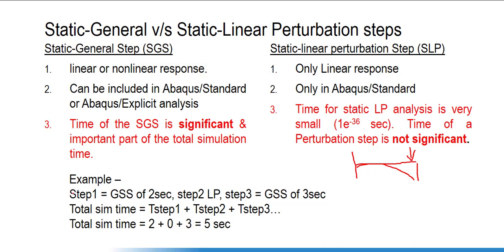See, assume that we have three steps to perform the complete simulation of the component or assembly. The first step is a general static step with time 2 seconds. The second step is linear perturbation, and the third step is a general static step of 3 seconds. For the linear perturbation scheme, I did not consider any time, like I considered time for the general static step, here 2 seconds and here 3 seconds, because we don't have time for the linear perturbation scheme. So the total simulation time will be the analysis time of step 1 plus step 2 plus step 3. The total time will be the first step time, the second step time, that is linear perturbation, that is 0, and for the third step, 3 seconds. So the total step time for the simulation is 5 seconds. Hope now you get a clear idea that linear perturbation scheme is an instantaneous procedure. Here we are not going to consider step time.